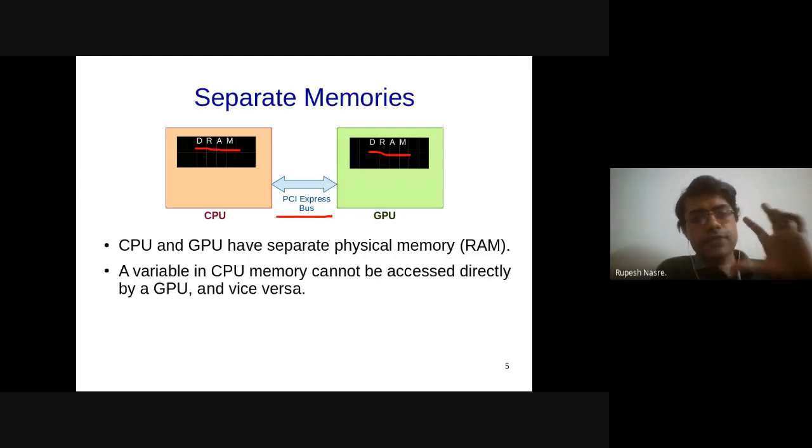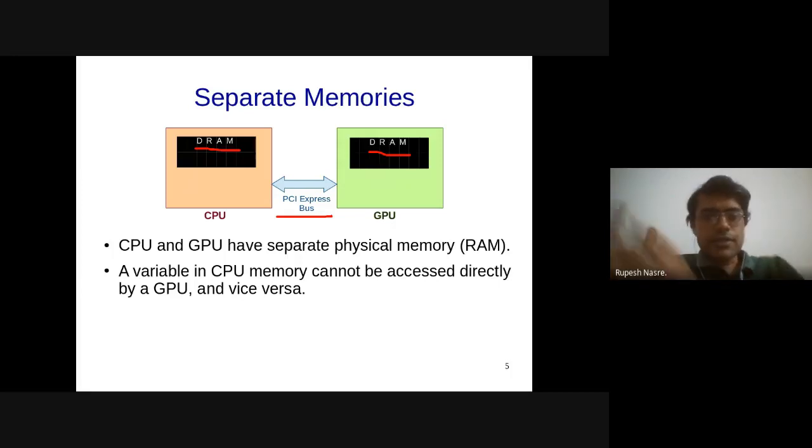Since these have separate memories, if there is a variable which you declare on the CPU, then the GPU cannot access it. That means a thread which is running on the GPU cannot directly access it. And vice versa. If there is a variable which you create on the GPU, a CPU will not be able to directly access it. You need to do something about it.